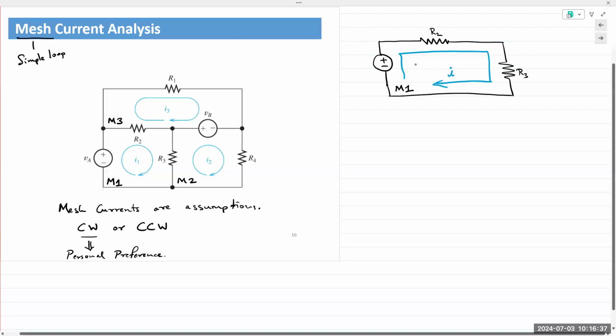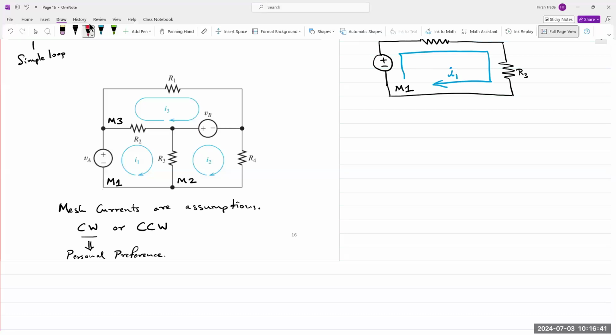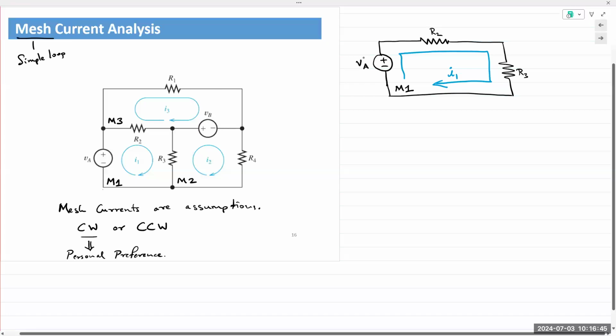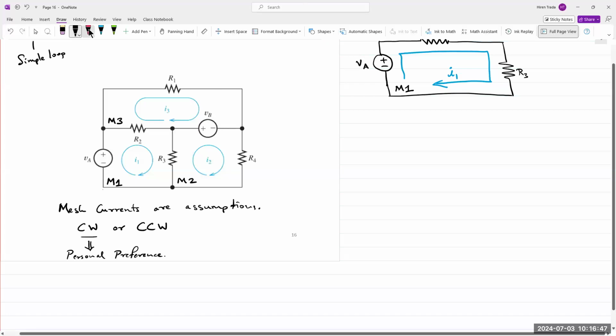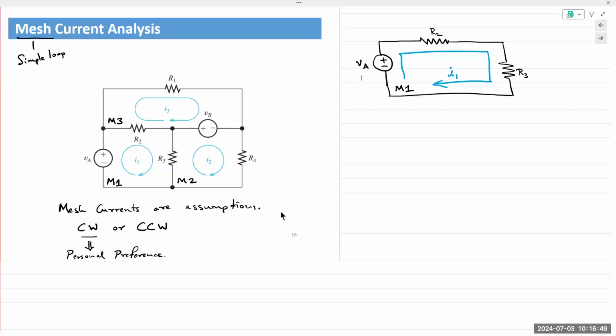Right? I1 is flowing clockwise. So now we have the voltage source, VA. And now I1 will cause a voltage to appear across R2 and R3.